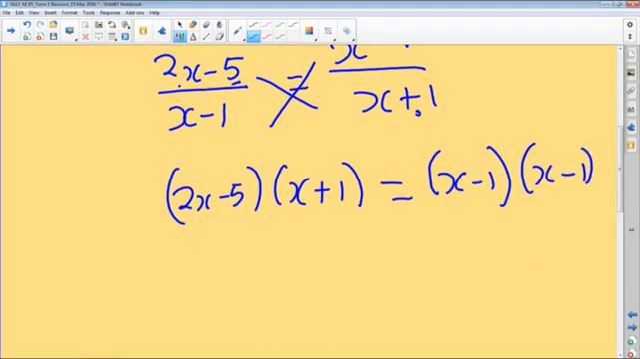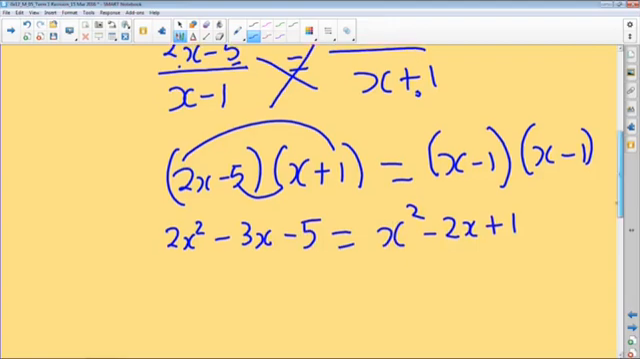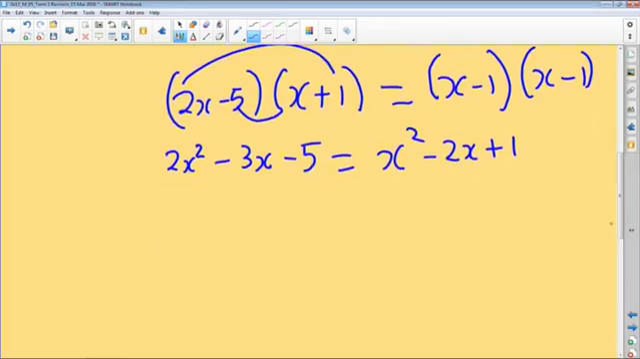So we're going to get 2x squared, and I've got minus 5x plus 2x, which gives me minus 3x minus 5 is equal to x squared minus 2x plus 1 by foiling out both brackets. Okay, so we're expanding both brackets. Bring everything over to the left-hand side. I'm going to do this all in one step just to save time. So I'm taking everything over to the left-hand side and changing my signs.